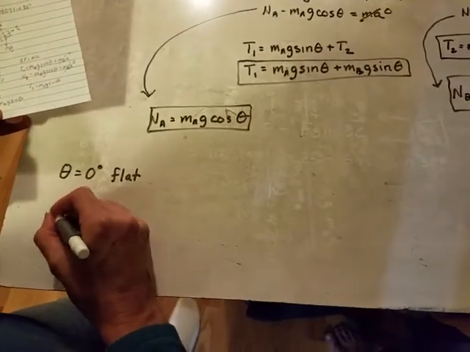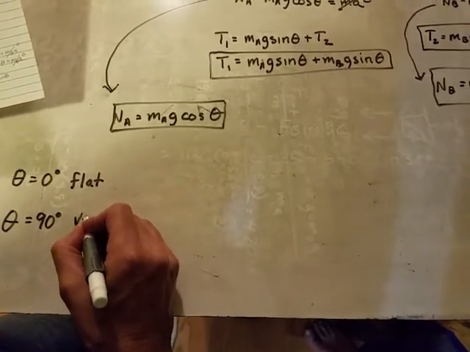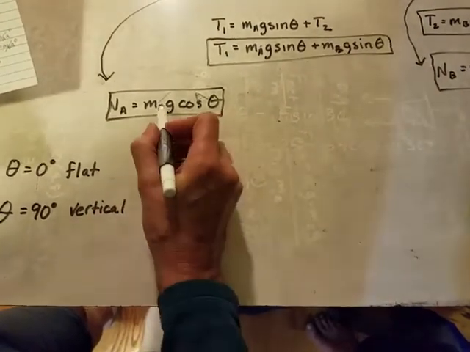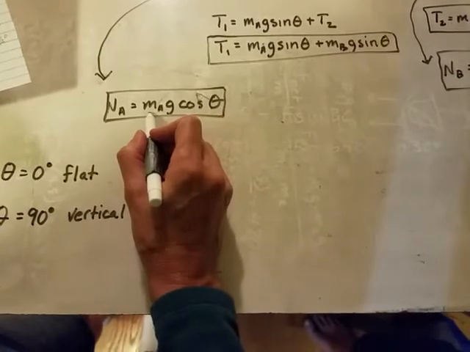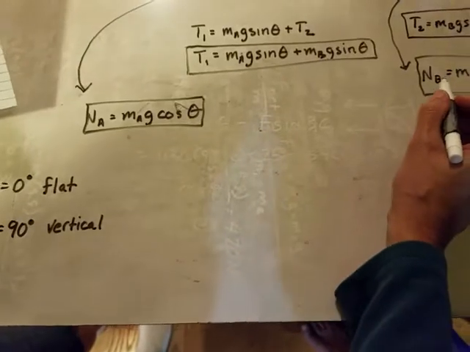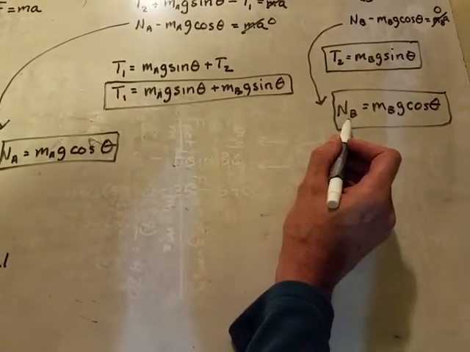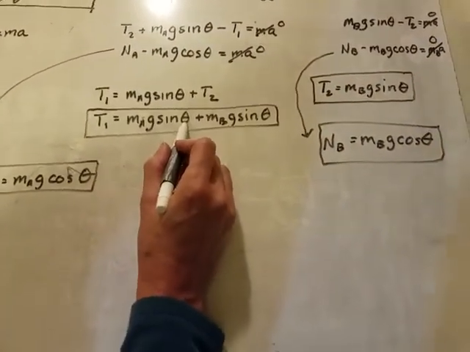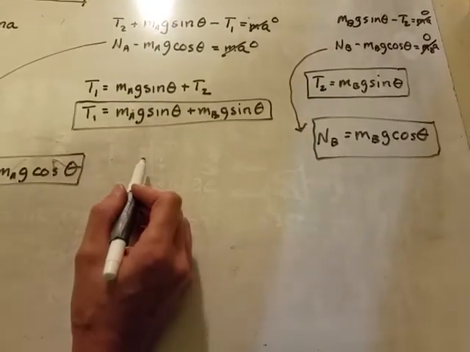Then it also asks for what if we have 90 degrees? So in other words, vertical. So if it's vertical, cosine of 90 degrees is 0. So the normal force is 0. So it's just hanging there. And then for the tension part, if this is 90 degrees, then the sine is 1. So our tension is just going to be equal to the weights that are being supported.